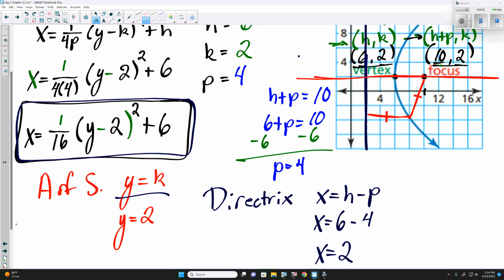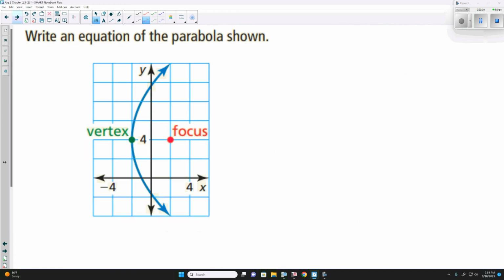Questions on this here? Okay, let's look at this next one here. Now, which direction is this one opening? Up and down or left or right? Left and right. How do you tell if it opens left or right? It looks like it's opening to the right.